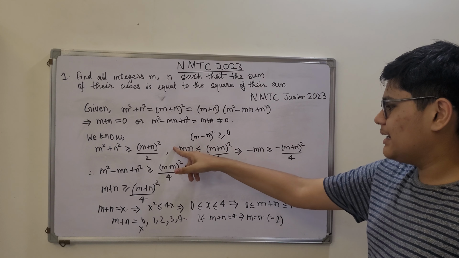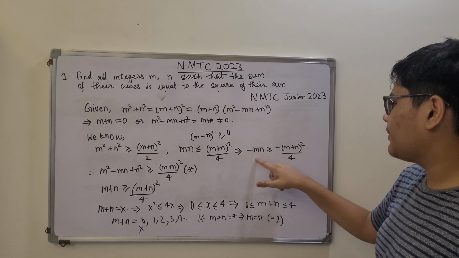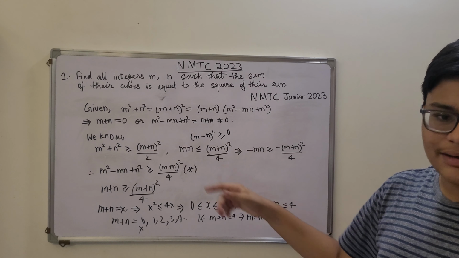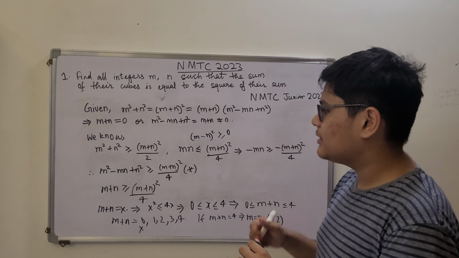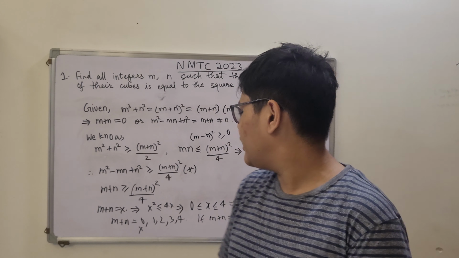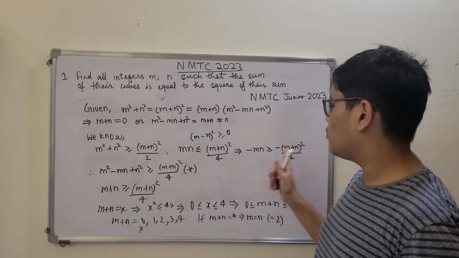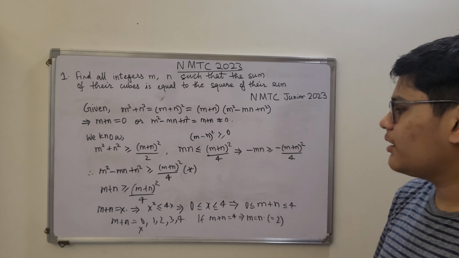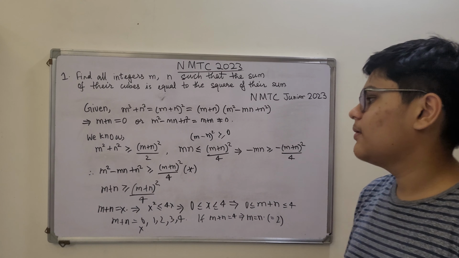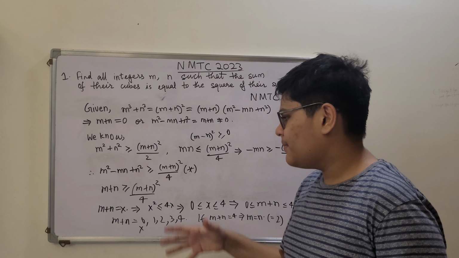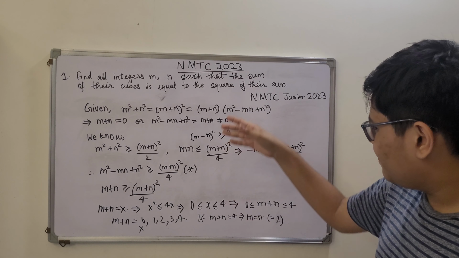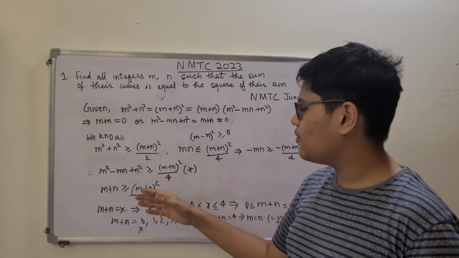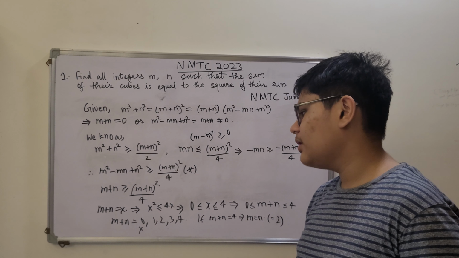If you just take a negative sign for this equation, you get minus mn is greater than or equal to minus m plus n whole square by 4, because the inequality sign will flip. Then you add the equations, and you get m squared minus mn plus n squared is greater than or equal to m plus n whole square divided by 4. And this inequation is very important, so we'll mark it star. M squared minus mn plus n squared is m plus n from the given condition. So we have m plus n is greater than or equal to m plus n whole square divided by 4.